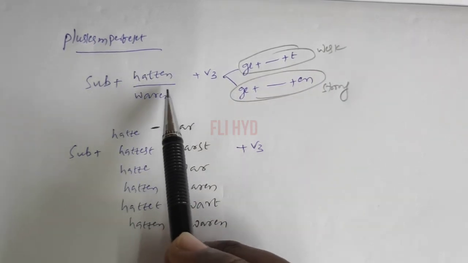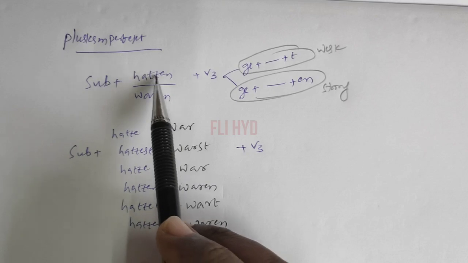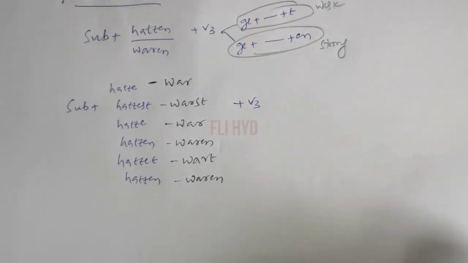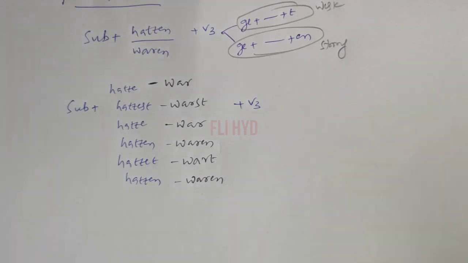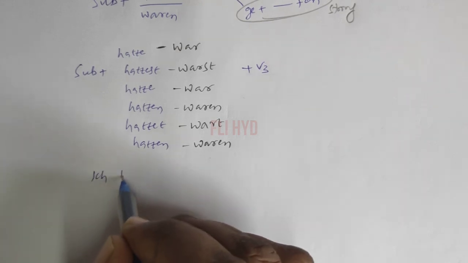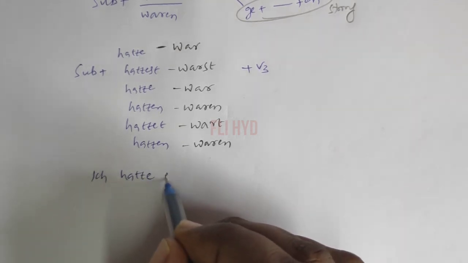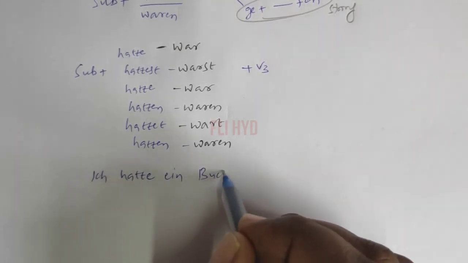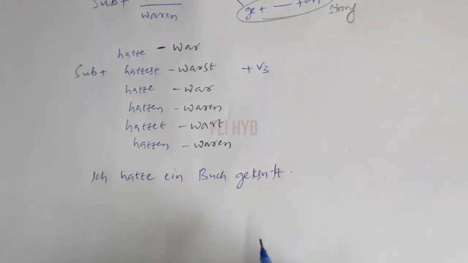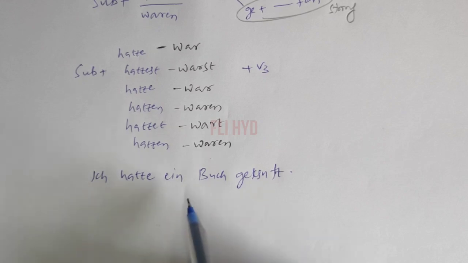In the Plusquamperfekt, like in the past perfect, it is hatten or waren plus the V3 form. Clear? In the previous example we did: ich habe ein Buch gekauft. Then in the past perfect, ich hatte ein Buch gekauft. Like I had purchased a book.